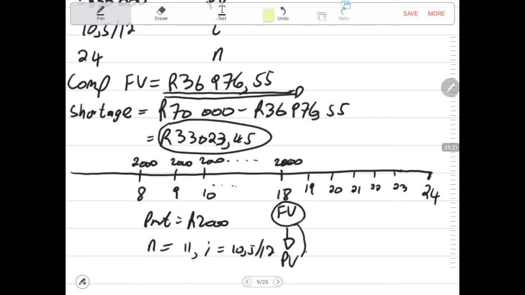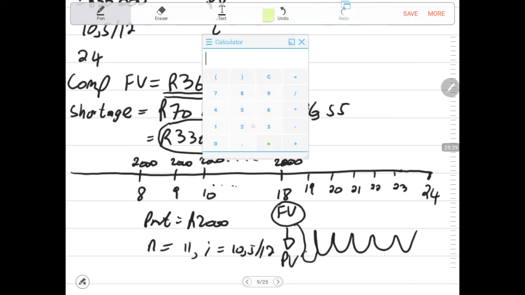So now this future value will have to become present value and earn interest for months 19, 20, 21, 22, 23, 24, which we calculate as 24 minus 18, because it starts earning interest without any payment from month 19. This means it will be 6 as our N.